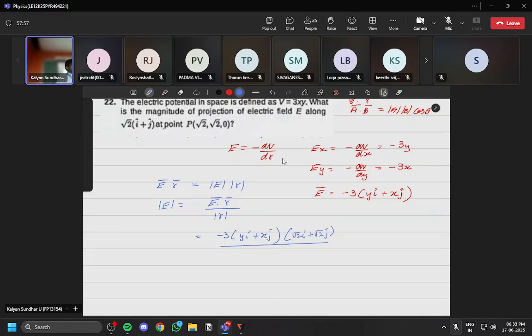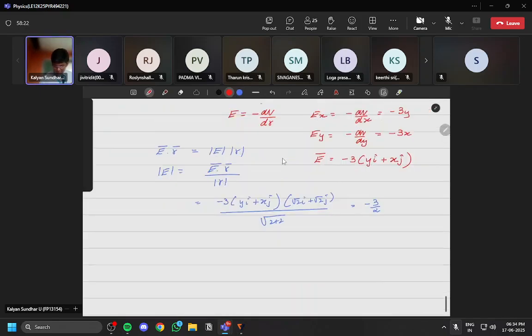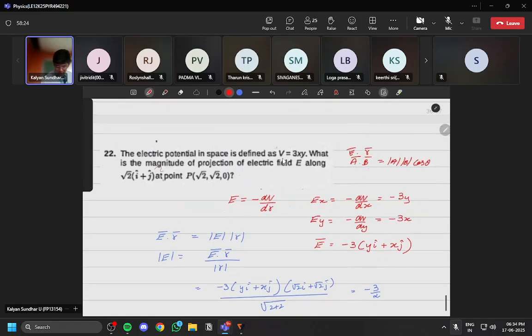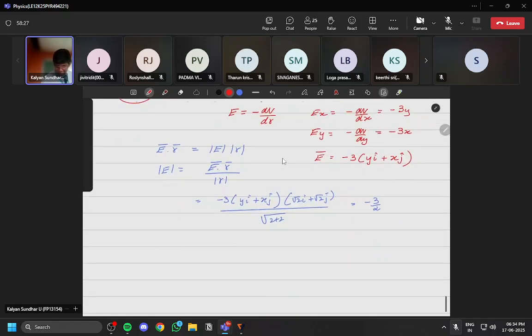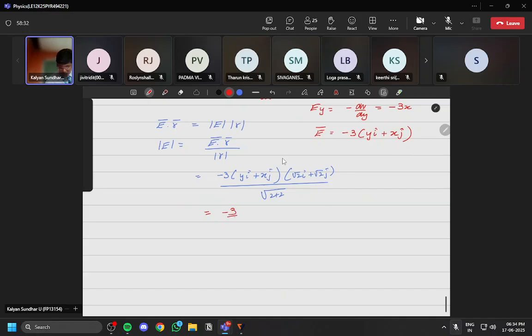So it will be under root of 2 plus 2, which will be 4, or 2. So minus 3 by 2. Correct? This is a dot product. I dot I will become 1. So it will be root 2y and this will be root 2. What are they asking actually? We are asking for the magnitude. Oh right. This is the position, root 2 j cap, they have given. So this will be the value of minus 3 by 2.